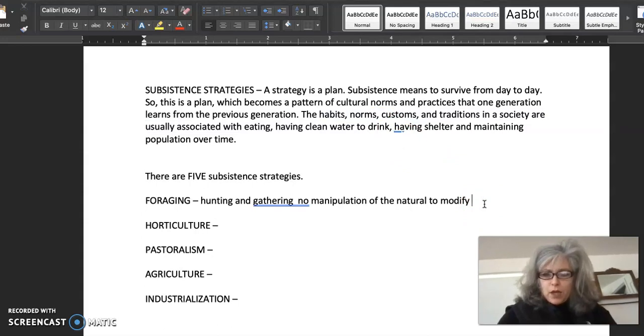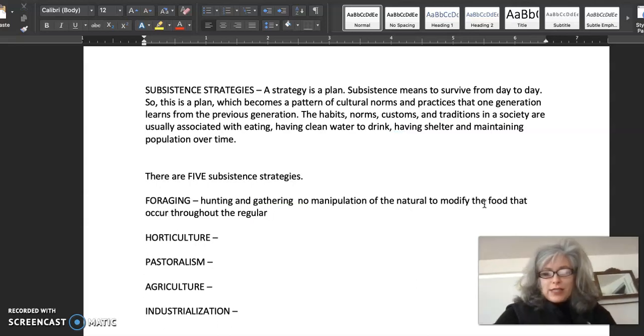There's no manipulation of the natural environment to modify the food. I think I'll say yearly cycle. There's no modification of the food supply that's going to occur throughout the regular yearly cycle. What I mean here is like the seasons of the year, right? So the seasons of the year are going to give you migration of animals. They're going to give you different fruits and vegetables, different natural things that occur. And a forager never manipulates that natural cycle.